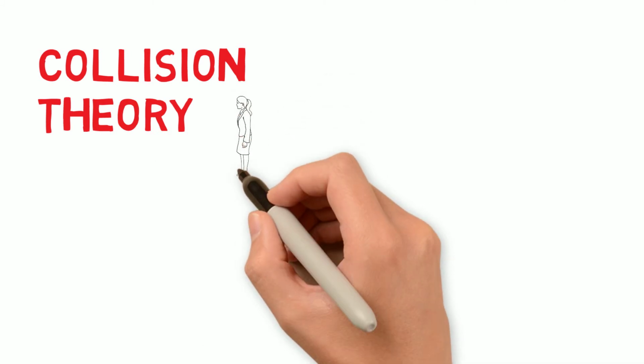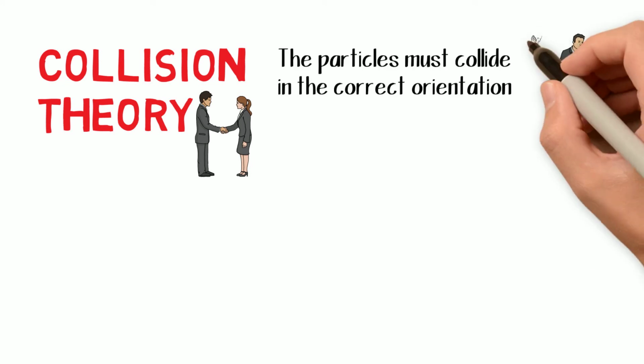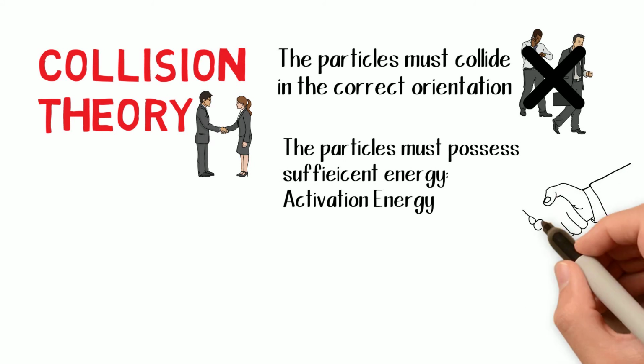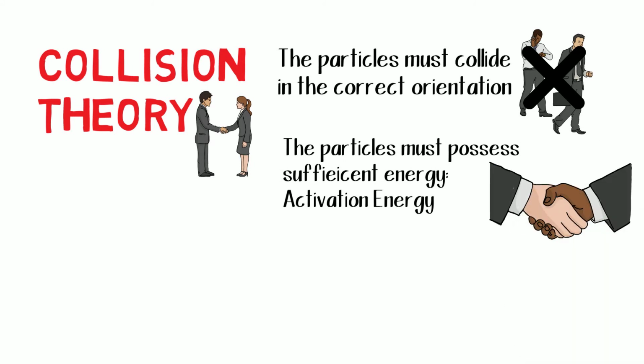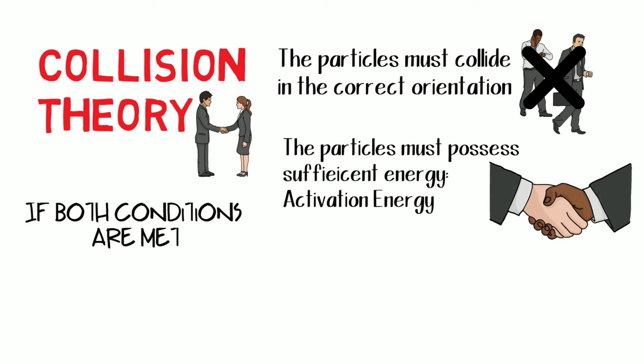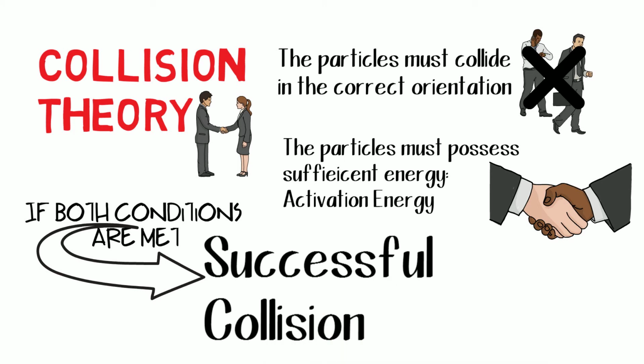In order to explain the collision theory, I want you to think of two people wanting to greet each other by simply shaking hands. First, they must collide in the correct orientation, so they must be facing each other. Second, they must possess the sufficient energy to actually shake hands. We call this energy the activation energy. If both these conditions are met, and the particles are in the correct orientation with the sufficient amount of energy, we will have a successful collision in which products will be formed.